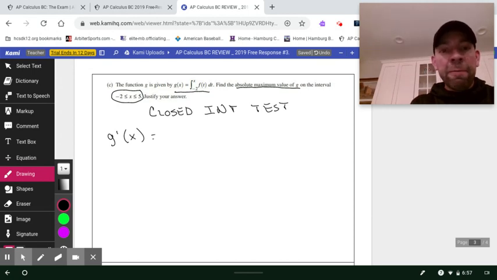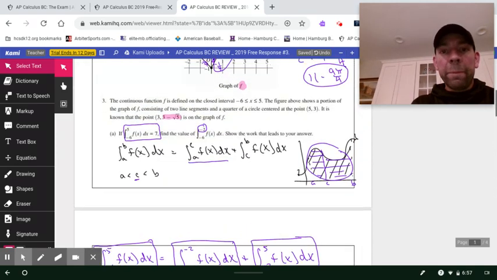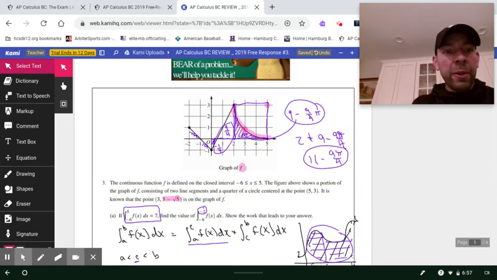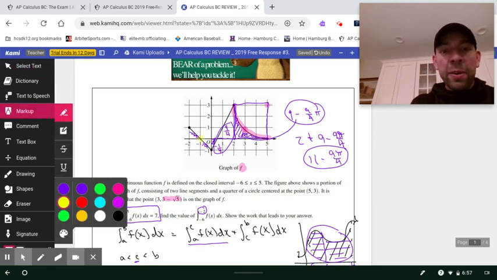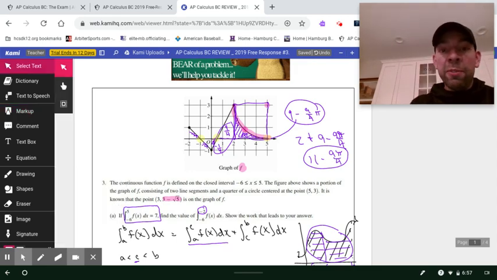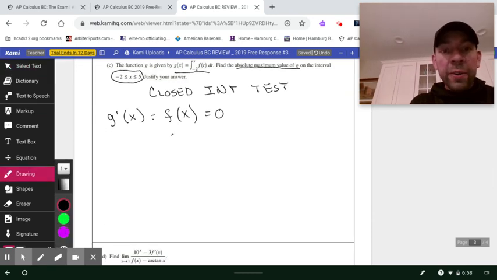So applying that second fundamental theorem, I'm going to get g prime of x to be f of x, setting that equal to 0. Let's go back and look at that graph up here and see when exactly f is equal to 0. So we've got -1, 1/2, and then again 5 are going to be the three different times where f is equal to 0. So x equals -1, 1/2, and 5. And of course 5 ends up being one of my endpoints anyway.